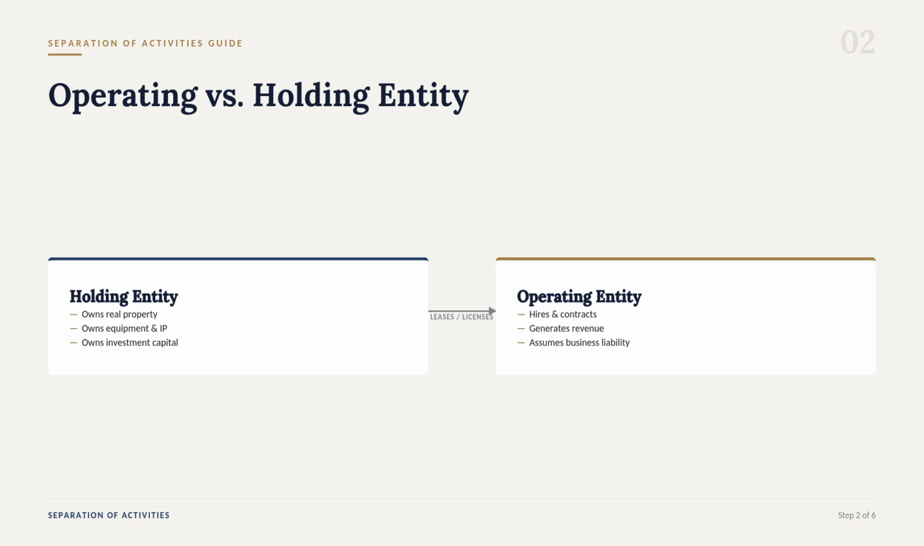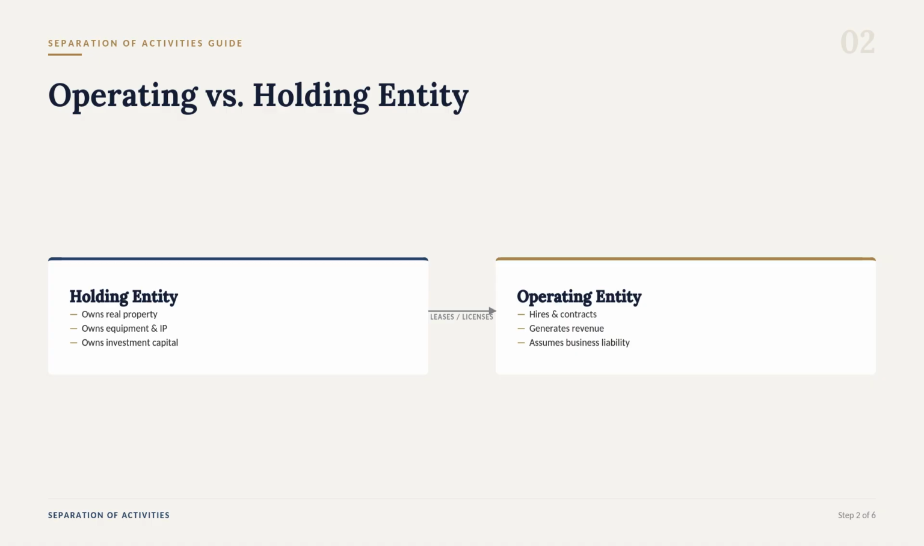The operating entity is the one doing business: hiring, contracting, generating revenue, and taking on the liability that comes with that. The holding entity owns the valuable assets the operating entity uses: real estate, equipment, intellectual property, investment capital. The operating entity leases or licenses what it needs from the holding entity.